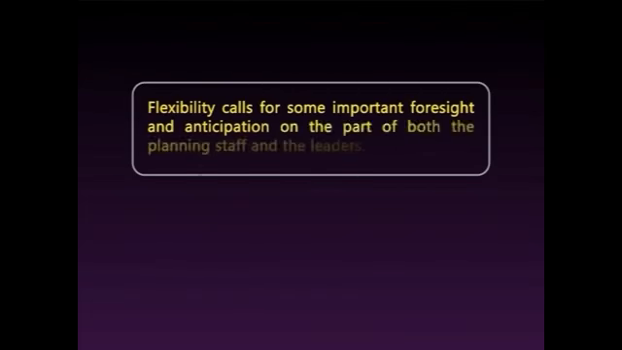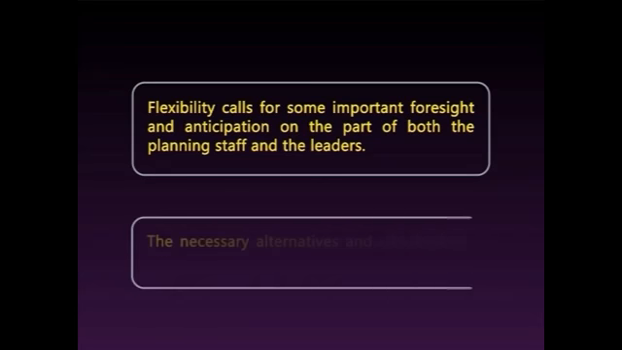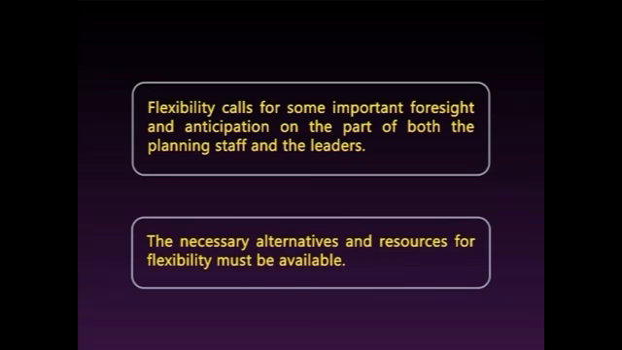Third point is flexibility. Program plans should be flexible enough so that they may be revised to cope with changing conditions and unexpected needs. The alert leader anticipates difficulties and prepares for them. Flexibility calls for some important foresight, the anticipation on the part of both the planning staff and the leaders. The necessary alternatives and resources for flexibility must be available.